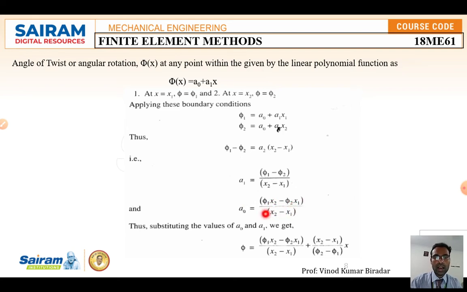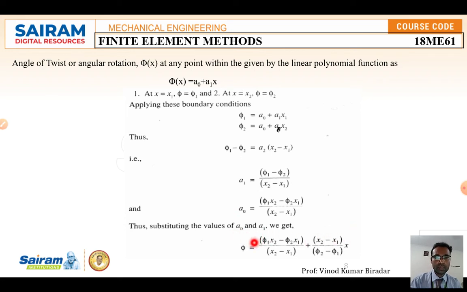Okay, so after getting this a0 and a1 value, as I have already told a number of times, these a0 and a1 values are the generalized coordinates that we need to find out by applying the boundary conditions. After getting the a0 and a1 values, substitute them in this equation, and you are going to get this equation.